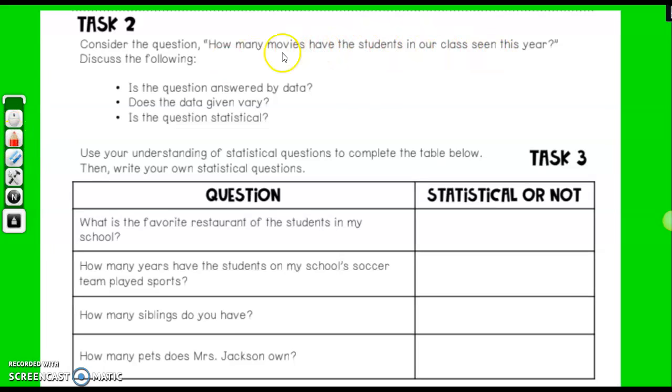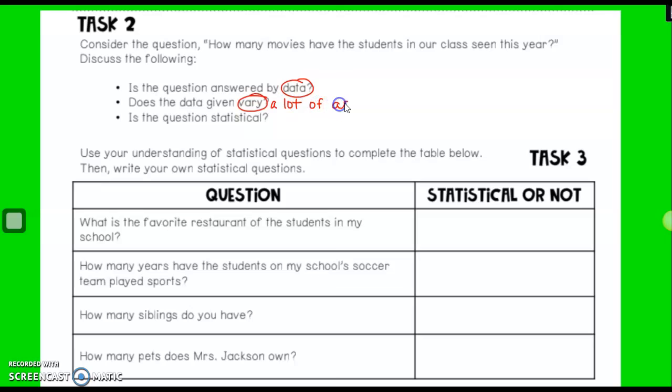All right. So let's consider the question. How many movies have students in our class seen this year? All right. Is the question answered by data? Can you collect information? Does the data vary? Meaning, does it have a lot of answers? Okay. So if you answered yes to both of those things, then yes, it is statistical. Yes, this is a statistical question.